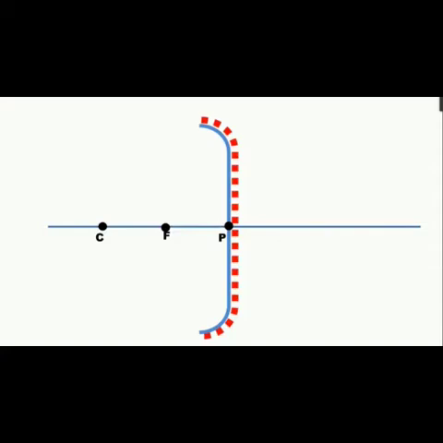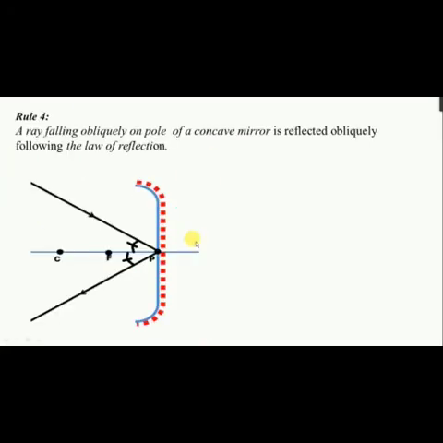So now rule number 4. A ray going obliquely to the pole, obliquely means making some angle, will get reflected obliquely following the laws of reflection. So this angle and this angle should be equal. So for this also it will get reflected obliquely by making the same angle, and for this also it gets reflected obliquely by making the same angle. So this is rule number 4. A ray falling obliquely on the pole of a concave mirror is reflected obliquely following the laws of reflection. So this angle and this angle will be equal.